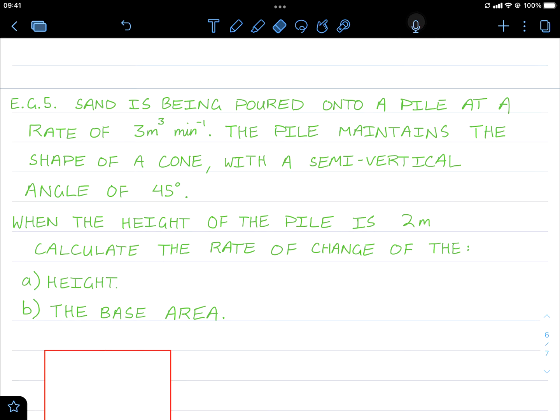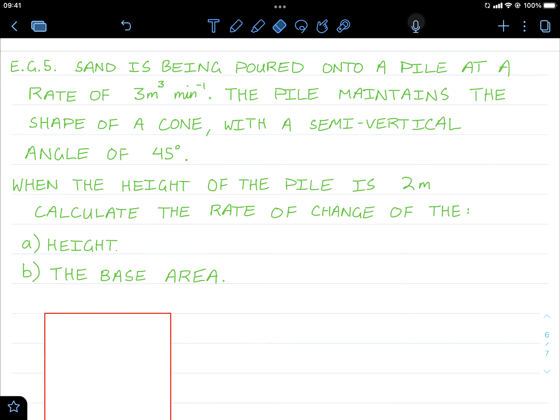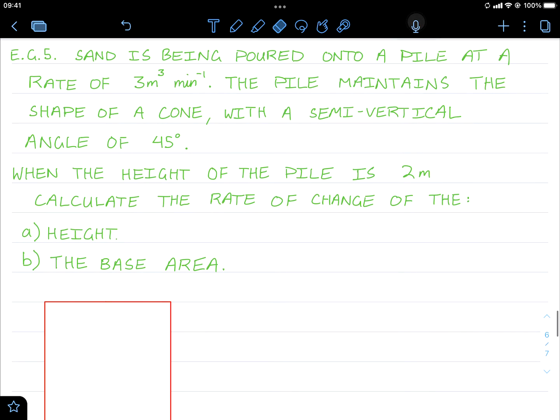Hello class, this is the fifth and final example of related rates of change. At any time you can pause the video once again and give this question a go yourself. You will find that in this question there's going to be yet again new things that we may not have considered, but after seeing it being demonstrated, it'll be a skill that you can apply later on as well.